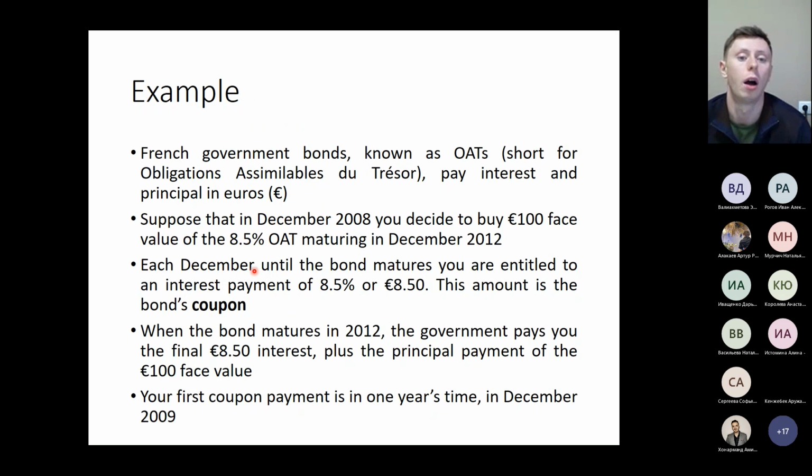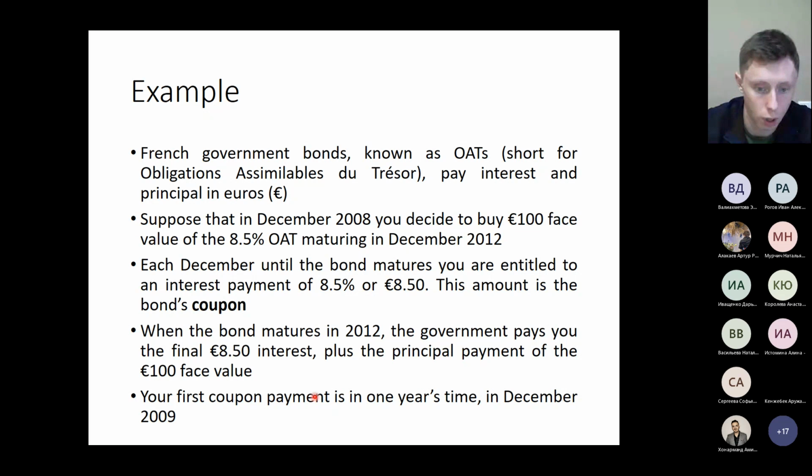Let's consider an example. There is a French bond, and they pay interest in euros, and the bond is issued in euros. The coupon is paid annually, once a year. The face value is 100 euro, and the coupon is 8.5%. The coupon can be stated as a fraction, which we would call the coupon rate. It can be put in percent, or directly in money terms. This would be the same if the face value is 100, they would be identical. The bond was issued in 2008, and it matures in 2012.